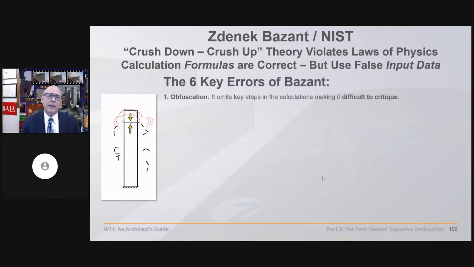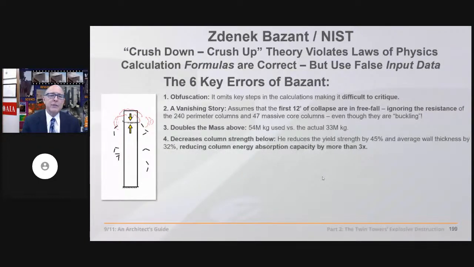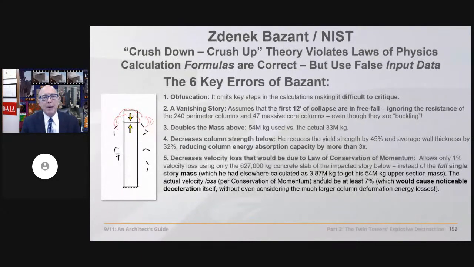Let's look at it. We have obfuscation, making it extremely difficult to critique, first of all. A vanishing story completely removes one whole story of columns so that he can develop an artificial impact load on the structure below, which couldn't have existed because those columns were there. Only a few of them, a dozen at the most out of 300 columns, were even damaged by the plane. And he doubles the mass up above. He decreases the column strength below by more than 3 times.